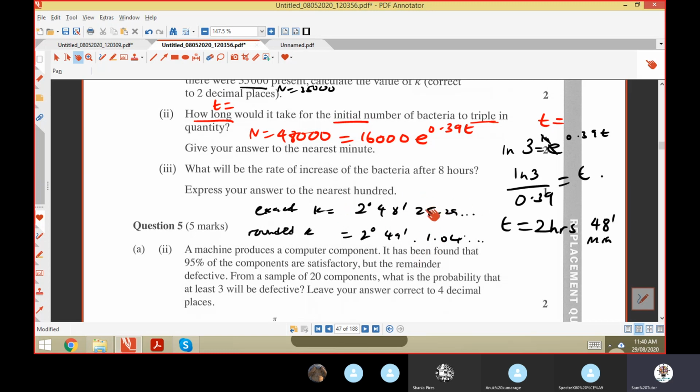The right way to do it is this: rounded down would not be enough to get you the triple value that you want. So you have to actually round it up. So the answer we're looking for is 2 hours and 49 minutes.